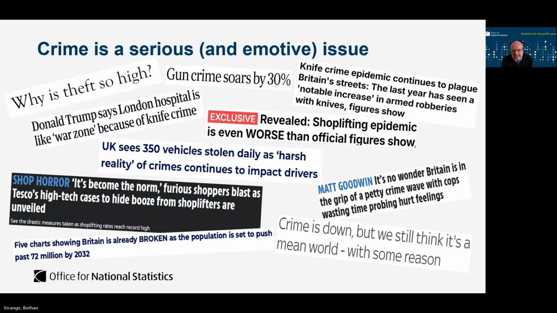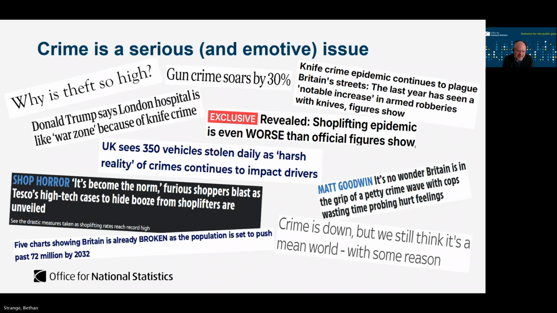And then you get people who are weaving in other agendas to the story of crime as well. So on the right hand side, it's no wonder Britain is in the grip of a petty crime wave, with cops wasting time probing hurt feelings. Crime is down, but we still think it's a mean world with some reason.